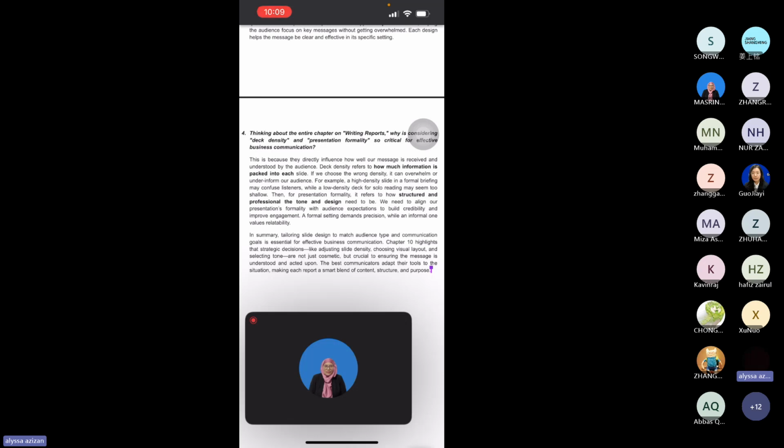And Chapter 10 highlights that strategic design decisions like adjusting slide density, choosing visual layout, and selecting tone are not just cosmetic but crucial to ensuring the message is understood and acted upon. So the best communicators adapt their tools to the situation, making each report a smart blend of content, structure, and also purpose. So that is all from our group.